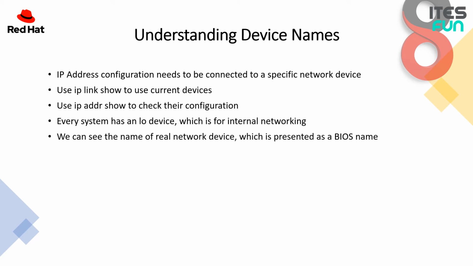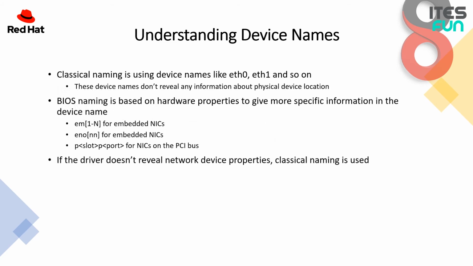Now, understanding the device names. IP address configuration needs to be connected to a specific network device. Use ip link show to see current devices, ip address show to check their configuration, and every system has an lo device which is used for internal networking. We can see the name of the real network device, which is presented as a BIOS name. The classical naming uses device names like eth0, eth1 and so on. These device names don't reveal any information about the physical device. Usually you can see eth0 or ens33.